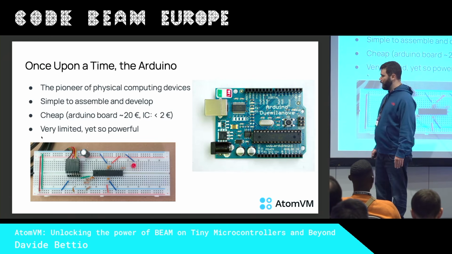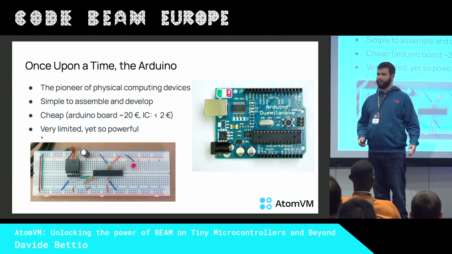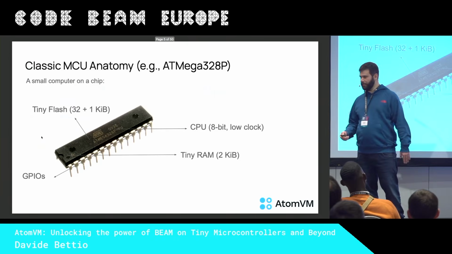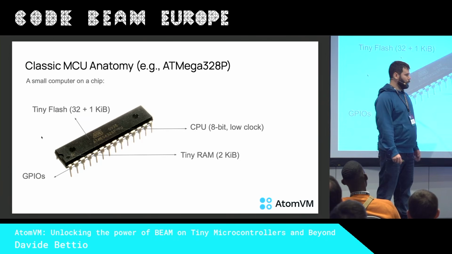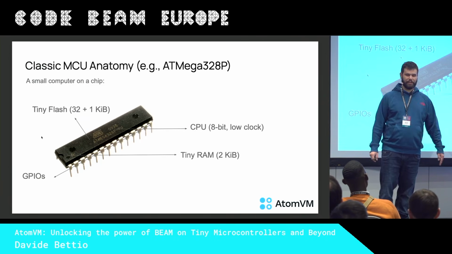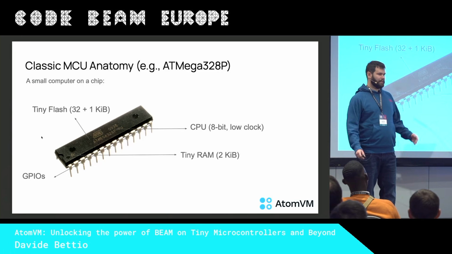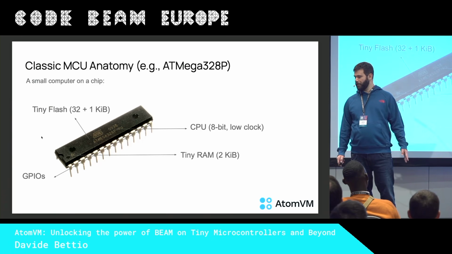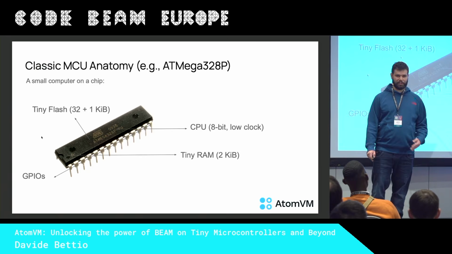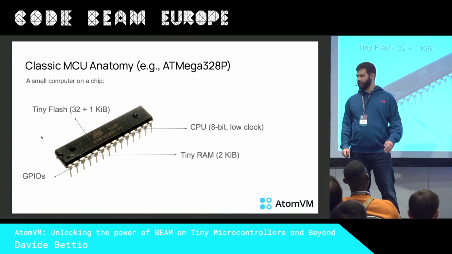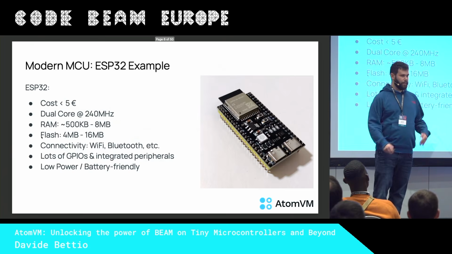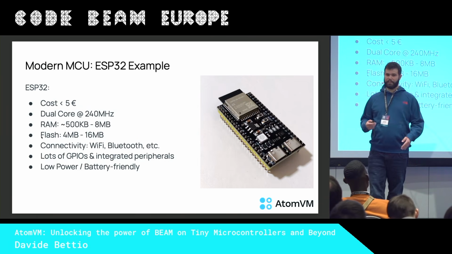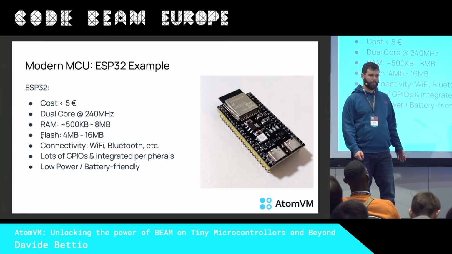And it was very powerful because it had something called GPIOs. But still, if we look at the core, we will notice that it has an 8-bit CPU, and it has very few kilobytes of RAM, very few kilobytes of flash memory. But it was still possible to do a lot of different stuff. And things have evolved eventually, and people started to talk about Internet of Things.